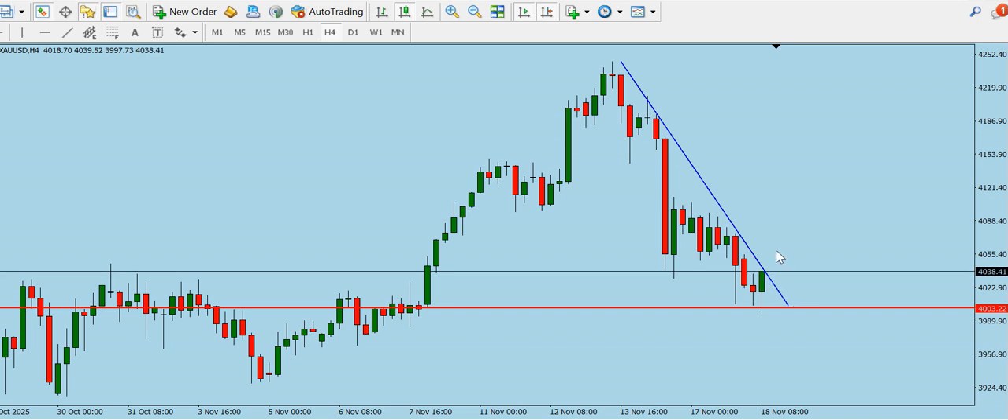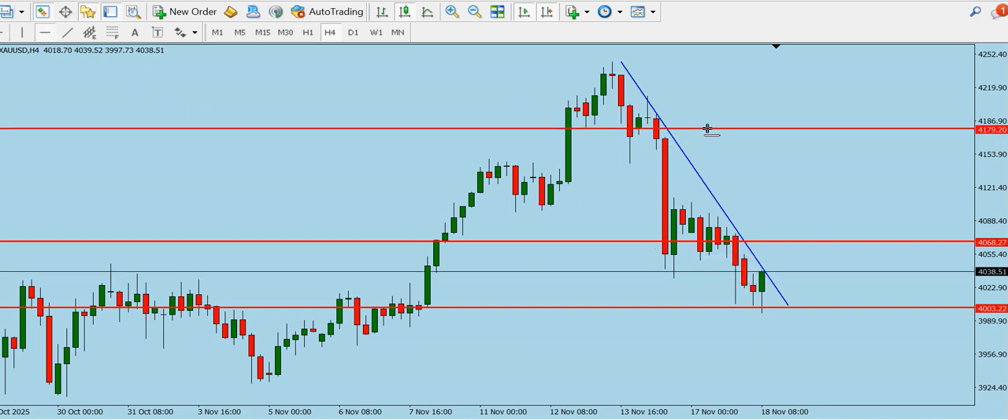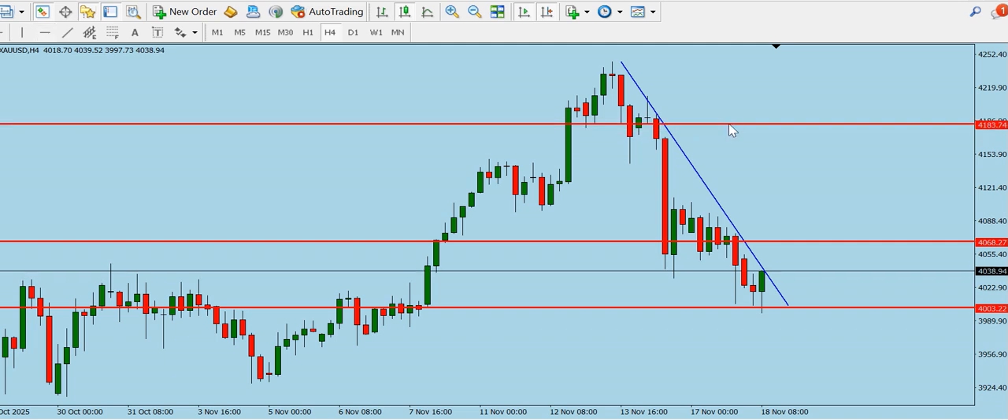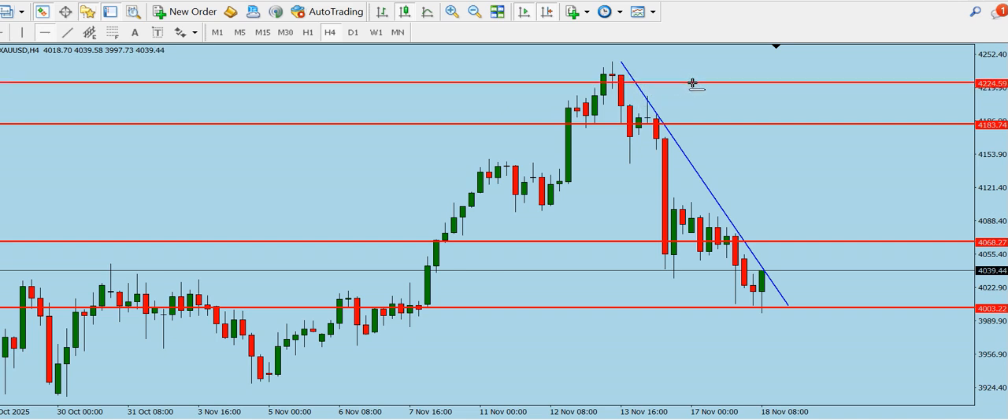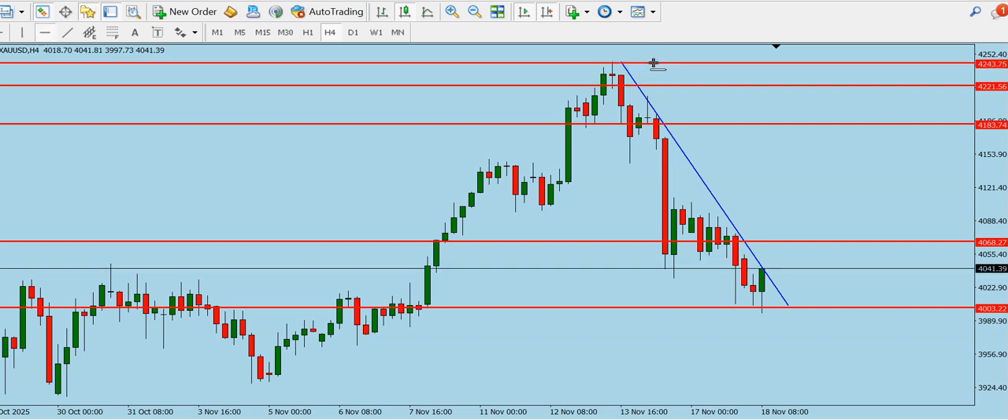If price breaks above the descending trend line, price might likely meet with some resistance at the 4068 area, another resistance at the 4183 area, another one at the 4221 area, and the top at the 4243 area.